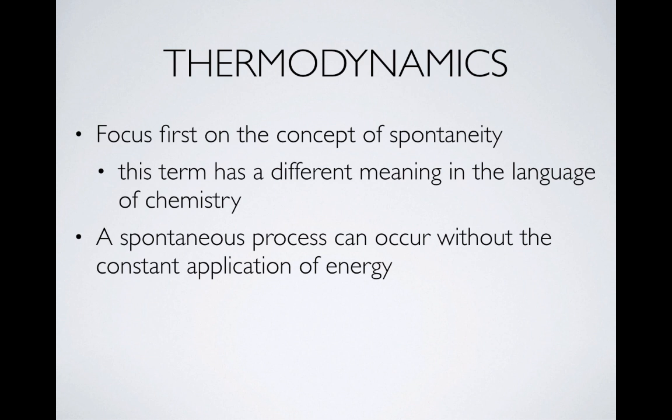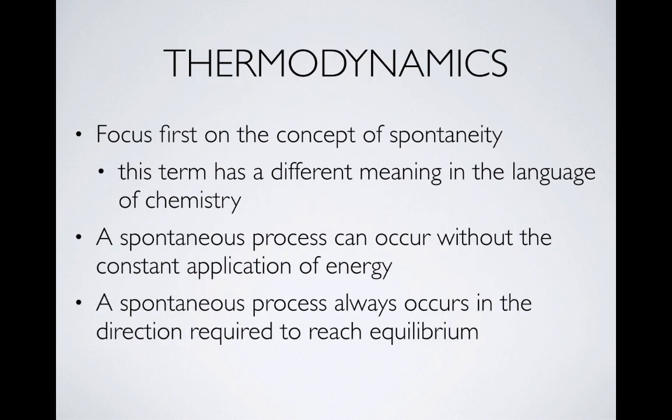So a spontaneous process or a spontaneous reaction is a type of reaction that can occur without the constant application of energy. It doesn't mean that it doesn't need a little bit of energy to get started, but once it does, it doesn't need that energy to be constantly applied in order for that reaction to continue progressing from reactants to products. And the other thing as far as spontaneous processes is it always occurs in the direction required to reach equilibrium. And we are going to relate spontaneity and equilibrium a little bit later in the chapter.